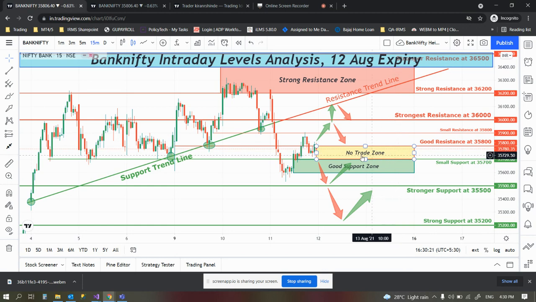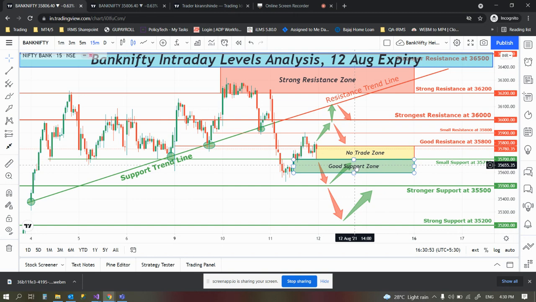Next, we have a no trade zone between 35,700 to 800. So market has closed around 35,780. Okay, if you see or highlight, market has just closed around this particular level where it has been taking support. You can see at this level, this is the level. Okay, next thing we have a good support between 35,700 to 600.